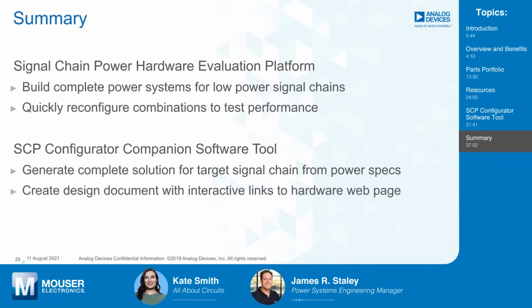Yeah, sure. So in summary, what we've covered here today are the two halves or two pillars of the SCP program. There's the signal chain power hardware evaluation platform. With that, you can build complete power systems for low power signal chains, and you can quickly reconfigure those combinations to test them for their performance. There's also the SCP Configurator companion software tool, and with that you can generate complete solutions for target signal chains from the power specs of the data sheets of those parts that you're using, as well as create a design document with interactive links to the hardware web page. And you can always get those from Mouser.com as well.